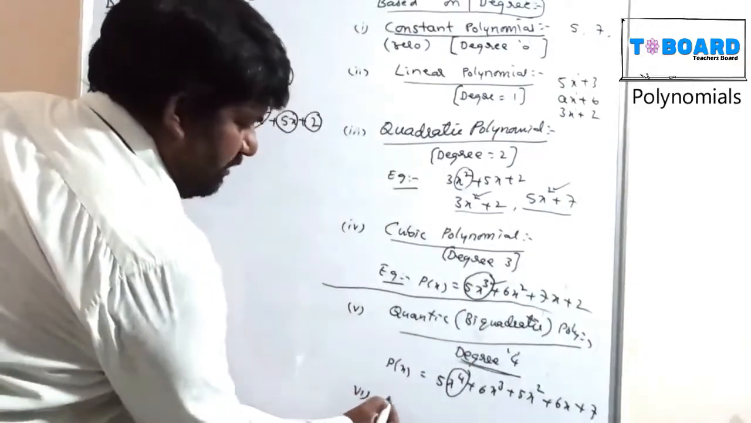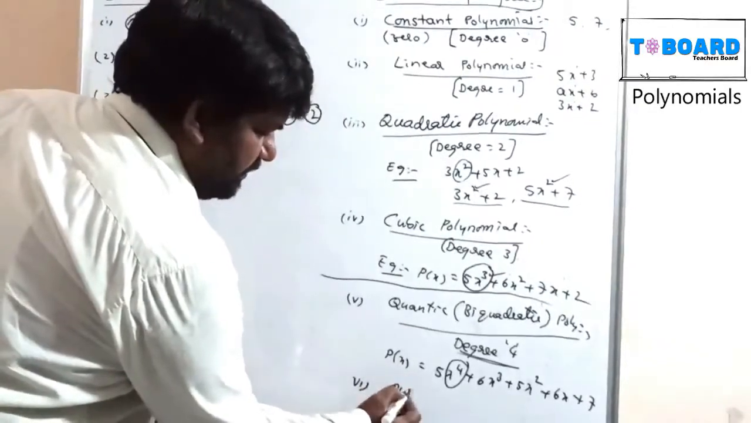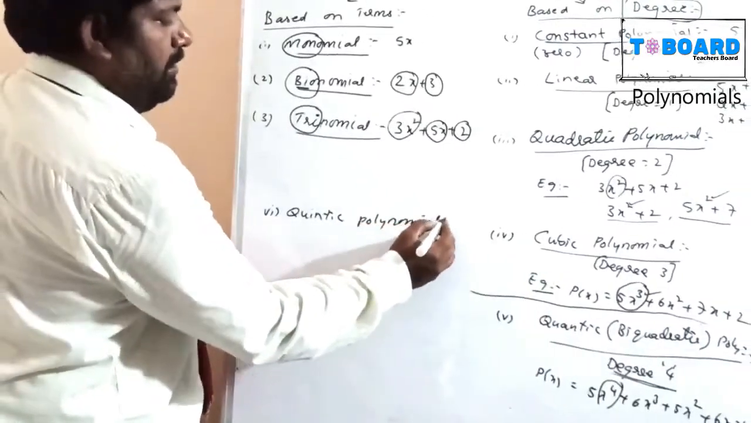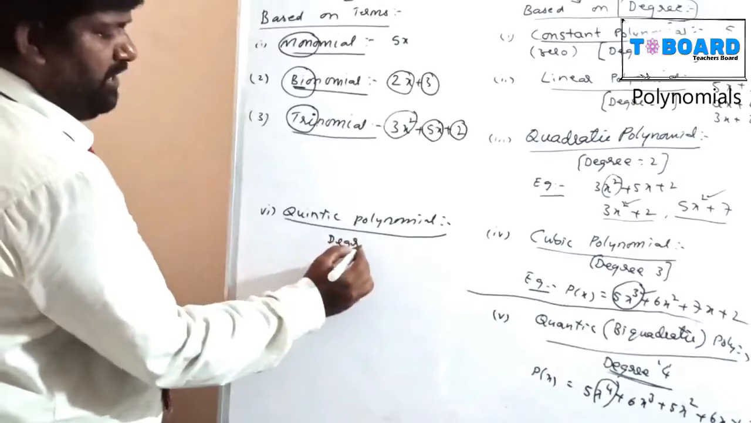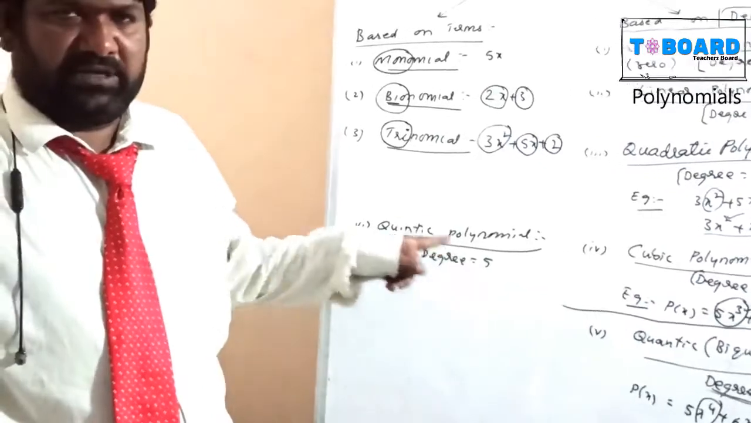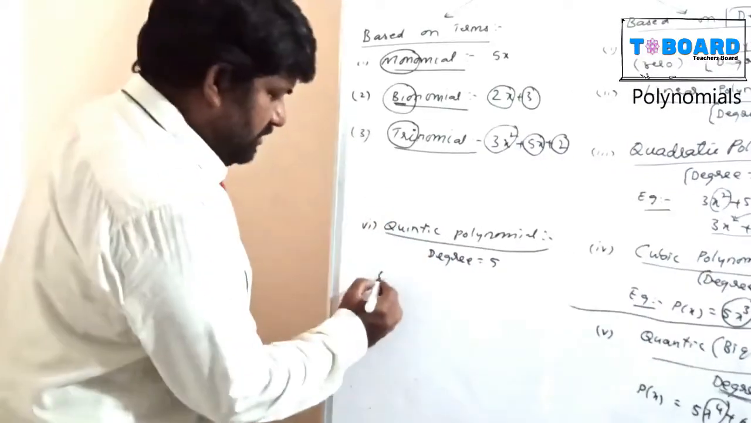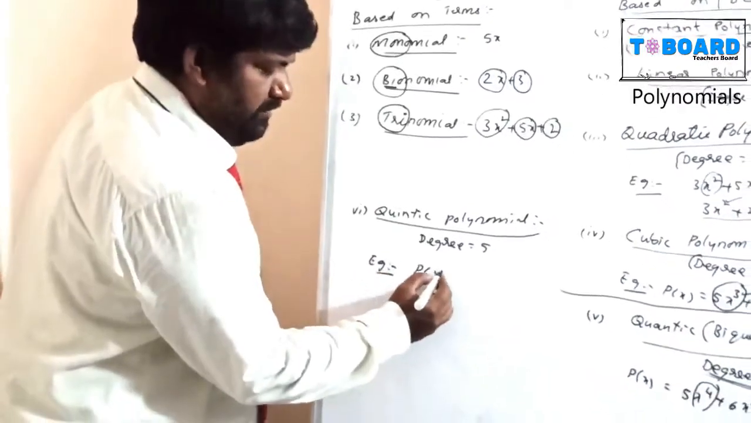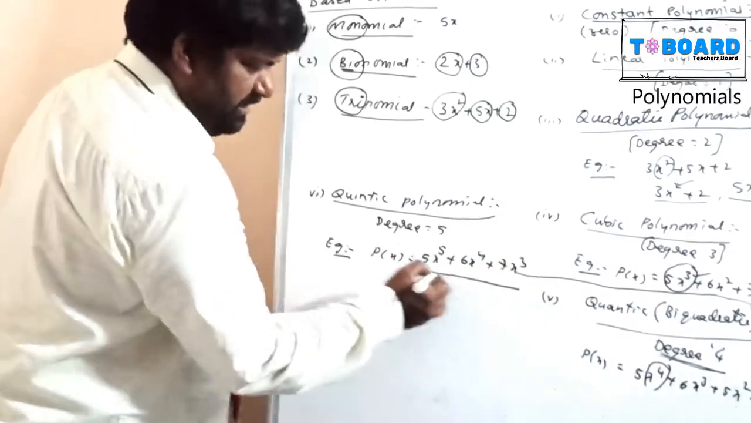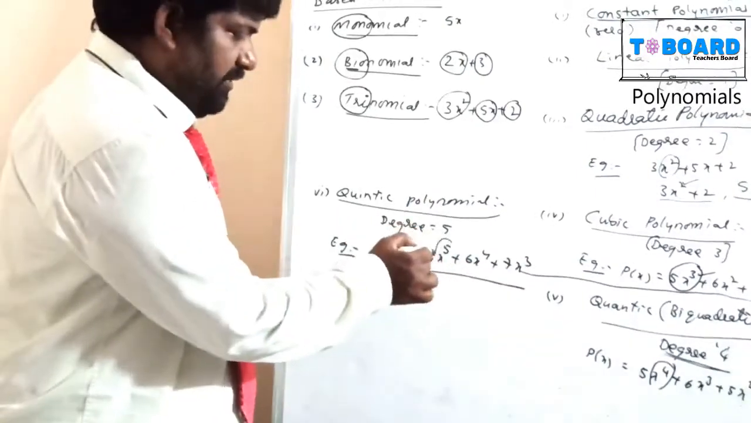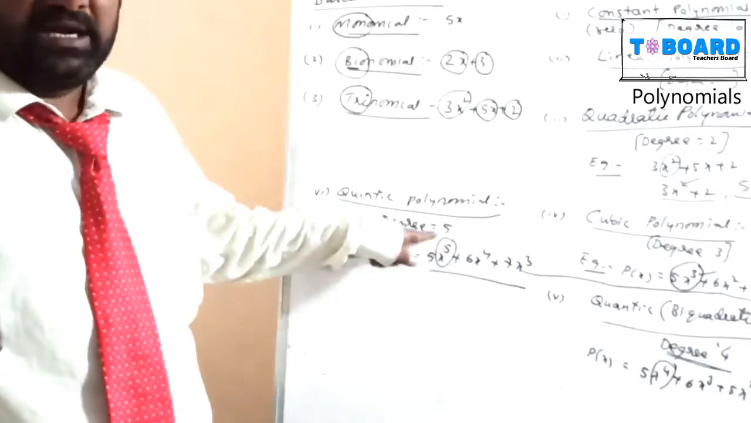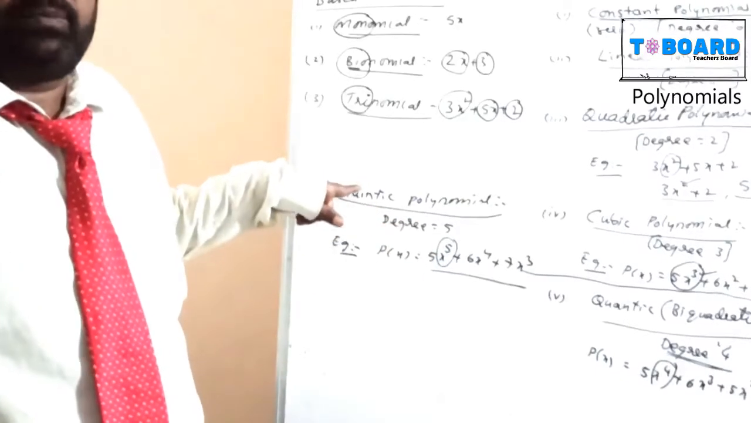And one more, quintic polynomial. A quintic polynomial has degree 5. If a polynomial has degree 5, that is a quintic polynomial. Example: p of x equals 5x to the power of 5 plus 6x power 4 plus 7x cube. The highest power of x in p of x is 5, so the degree is 5, and that is a quintic polynomial.